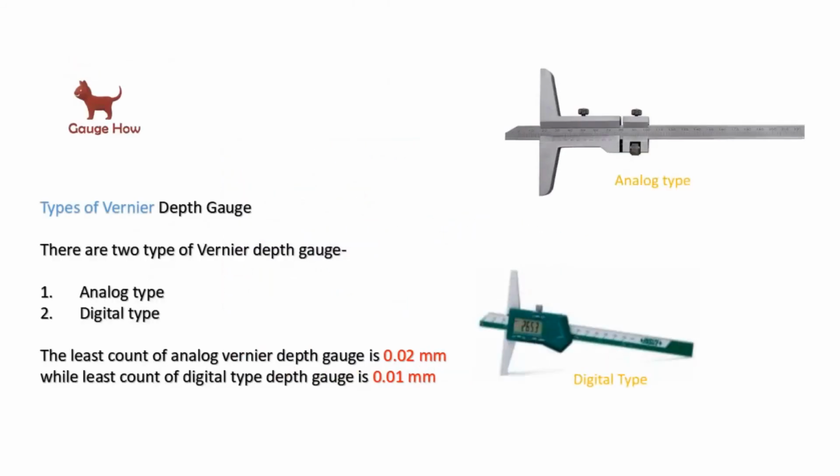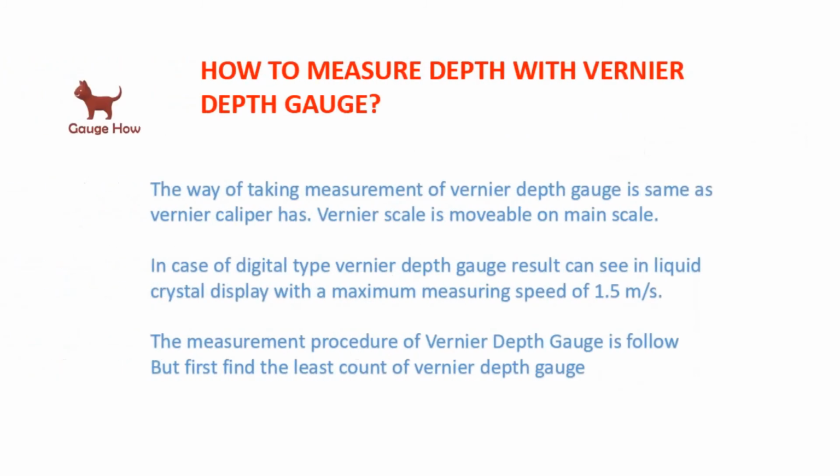Types of Vernier depth gauge. There are two types of Vernier depth gauge, analog type and digital type. The least count of the analog Vernier depth gauge is 0.02 mm, while the least count of the digital type depth gauge is 0.01 mm. The way of taking measurement with a Vernier depth gauge is the same as that of the Vernier caliper. The Vernier scale is movable on the main scale. In the case of the digital type Vernier depth gauge, the result can be seen in a liquid crystal display with a maximum measuring speed of 1.5 meter per second.